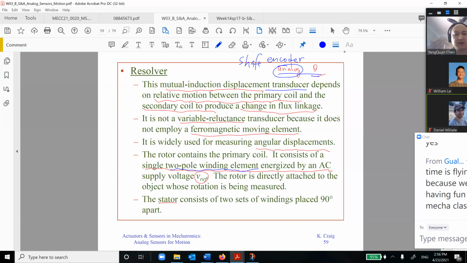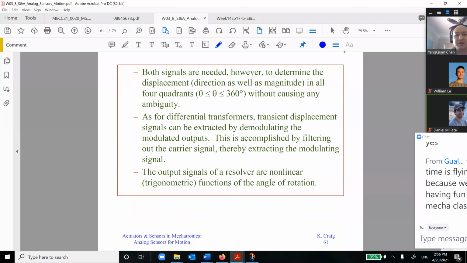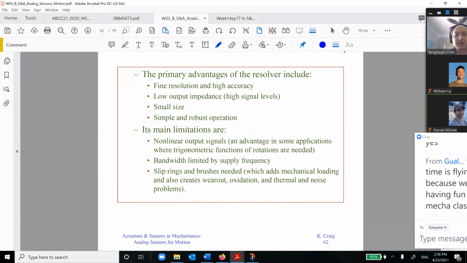The object's angular displacement. In this case, the stator usually has a set of windings placed 90 degrees apart. So it's called a quadrature configuration. Let's see the picture.